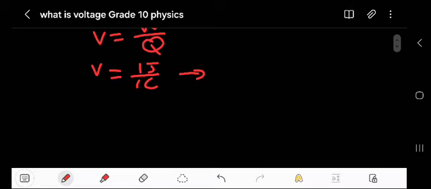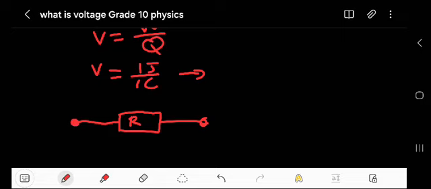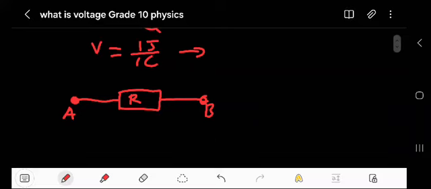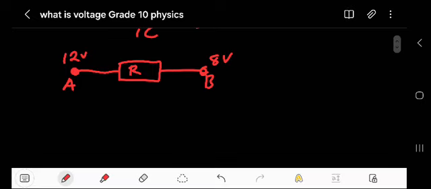So let's say we are given a resistor, which is R, with point A here and point B here. Let's say at point A we have 12 volts. At point B we have 8 volts. So what is the potential difference across this resistor?